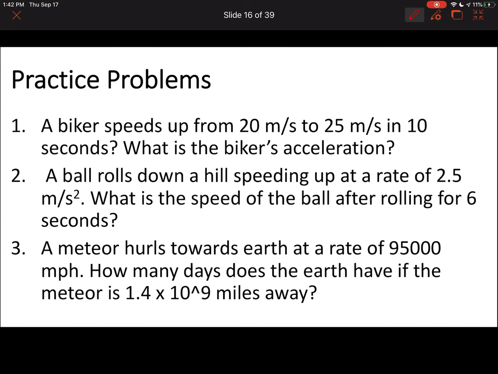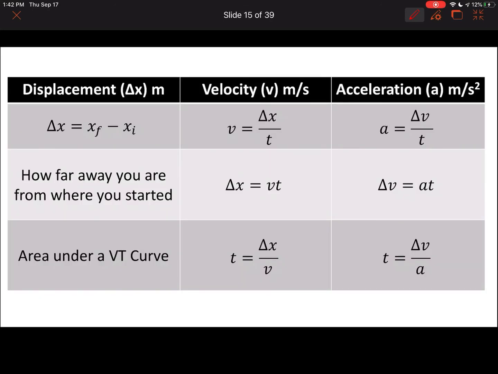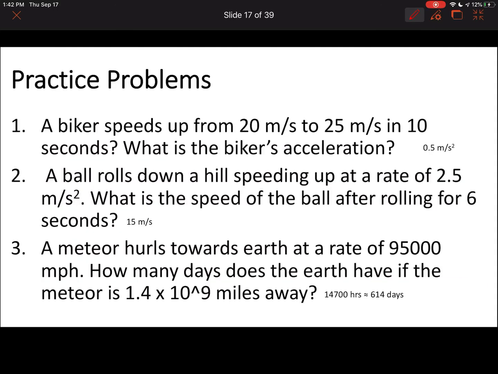I have 3 problems for you. I would love for you to pause this video right now and see if you can solve these 3 problems on your own. Here are the answers to those 3 problems. We got 0.5 meters per second squared, a ball rolling down the hill ends up being 15 meters per second, and that meteor would take about 614 days to reach the Earth. All right, so we're using acceleration, and we're using all of our equations here. Figure out what you know and determine the correct equation that you need to use.